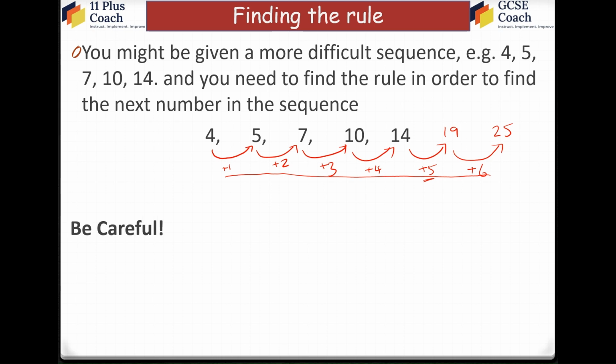and you can carry on. But be careful. Sometimes you get tempted to think that okay, the difference is add 1 each time, and you only work out a couple of differences, and you think that's the rule, and you carry on. So you'll have a sequence. Have a look at this sequence.